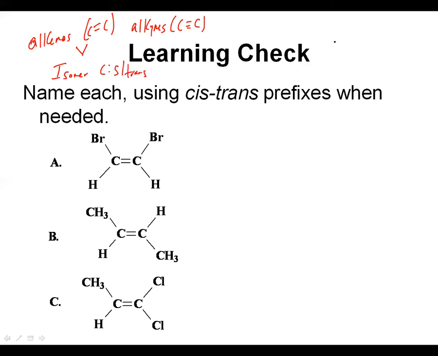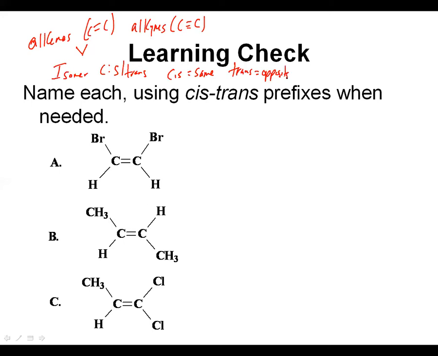And cis essentially means the same side of the double bond. So you have a group that's going to be on the same side of the double bond, while trans is basically opposite. So cis is the same, and trans is opposite side of the double bond.